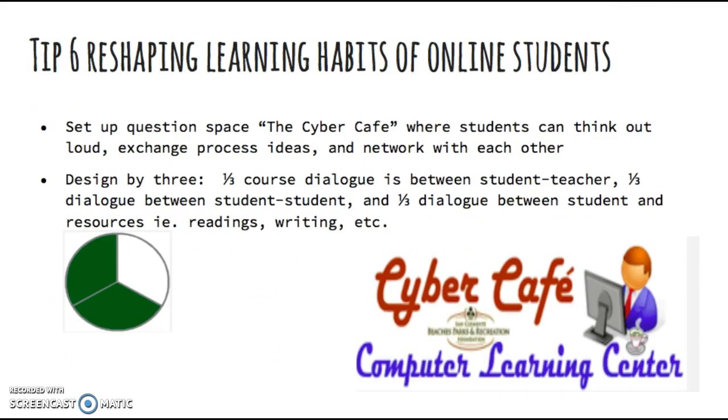Tip 6 delves into reshaping learning habits of online students. Set up question space like a cyber cafe where students can think out loud, exchange process ideas, and network with each other. Try to use the Design by 3 method, where 1/3 of the course dialogue is between student and the teacher, 1/3 of the dialogue is between the student and other students, and 1/3 of the dialogue should be between students and the resources, for example, readings, writings, and other things.